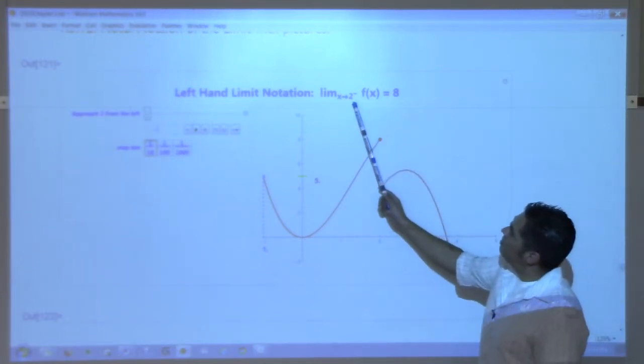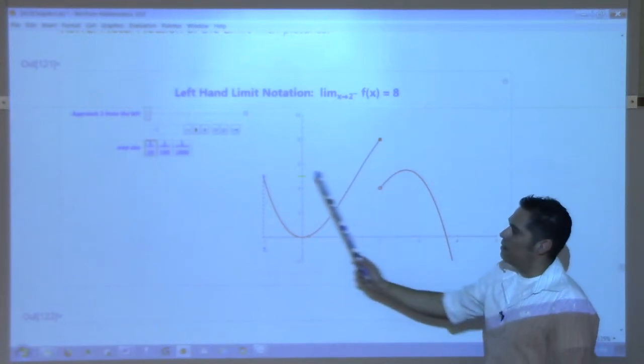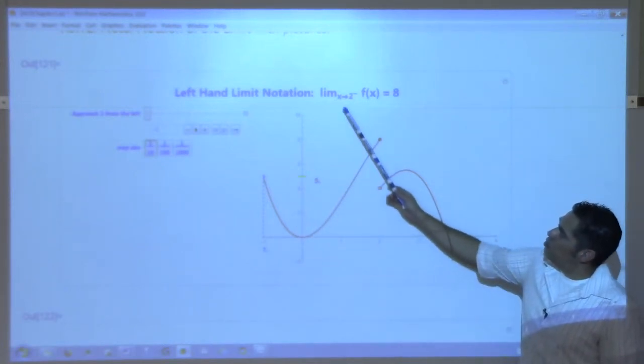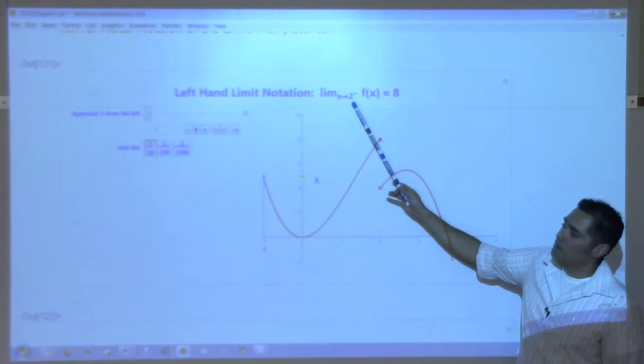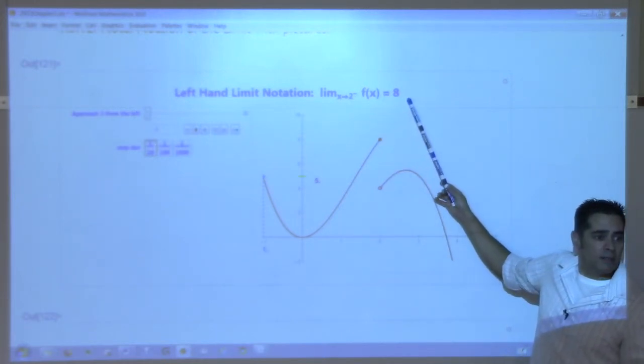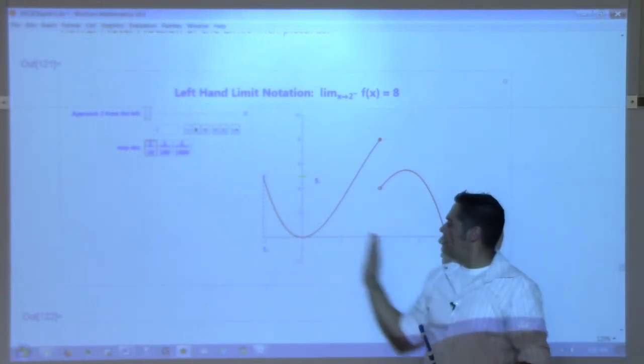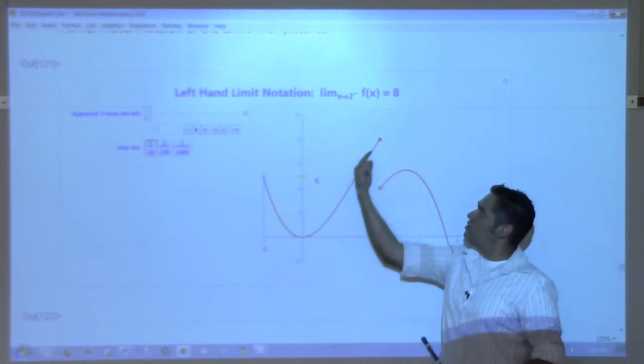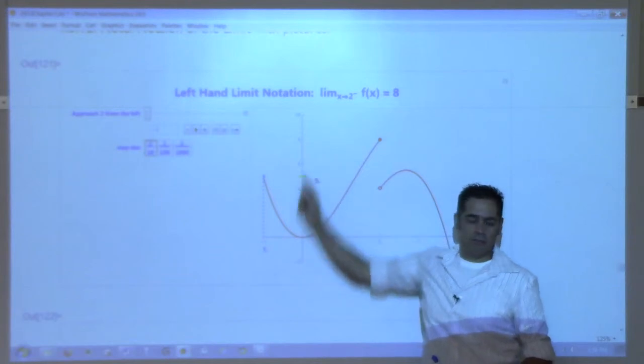This is telling us to look at this function right here. And it wants us to approach 2 from which side? The left side. And do we all agree that the answer is 8? Because when we come in from the left, here's 2. If we come in, the function's value is approaching 8.